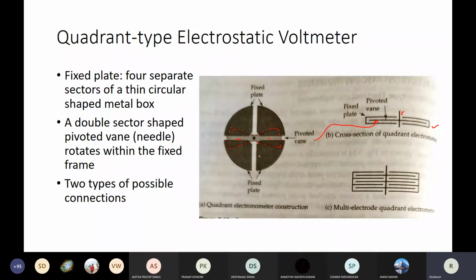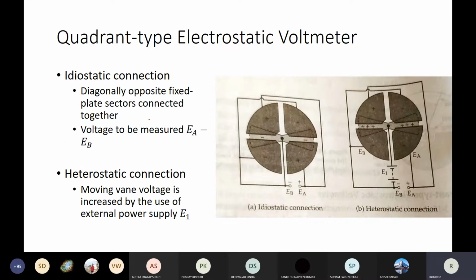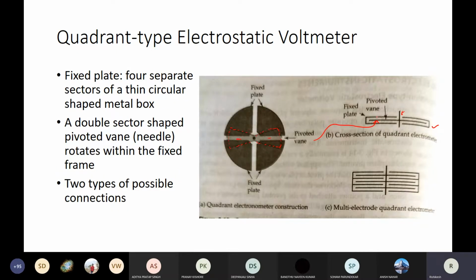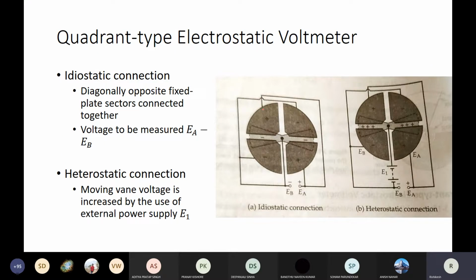1, 2, 3, and 4. So the diagonally opposite fixed plates, the fixed plate sectors, are connected together. As you can see, this is termed as positive. This is positive. This is negative. This is negative. So these two are connected to terminal EA, positive, and then negative. These two diagonally opposite sectors are connected.